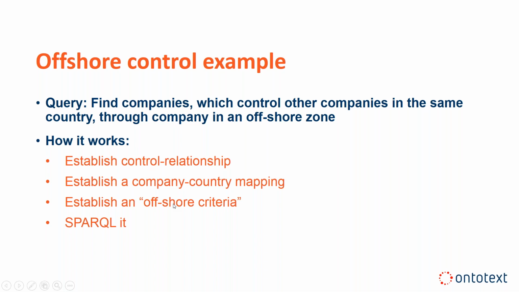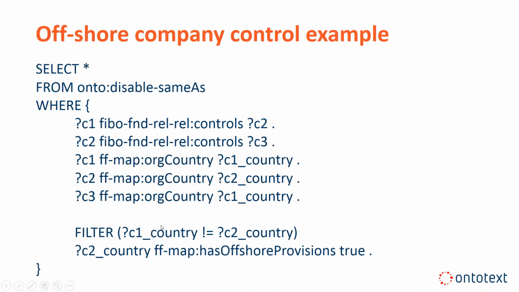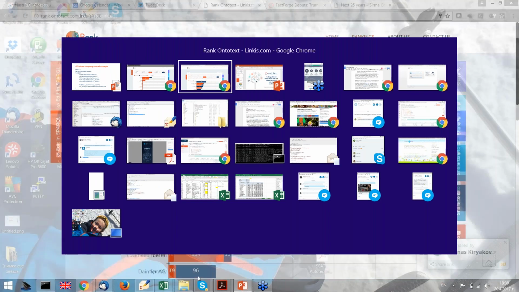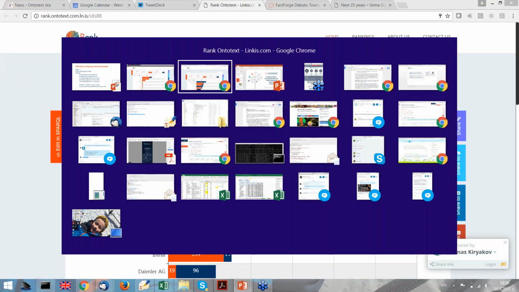To be able to do this, you need to have control relationships. You need to have associations between companies and countries. That's not always trivial with open data. And of course, you should know which are the offshore territories. That's the query, and now you see it live. I don't expect you to understand how it works.